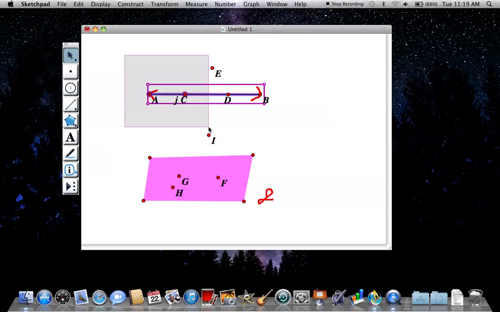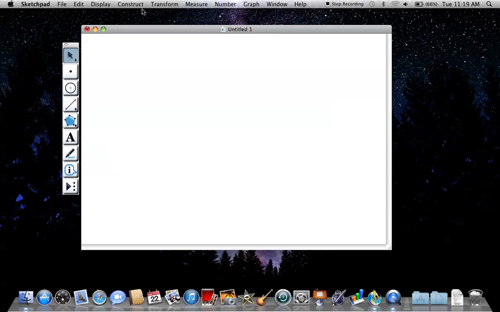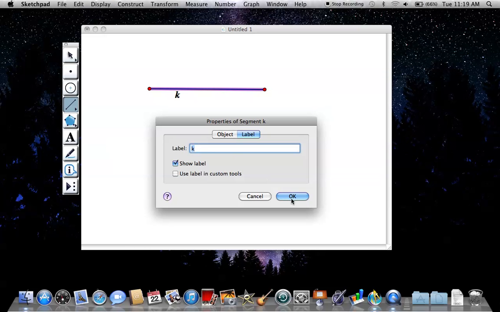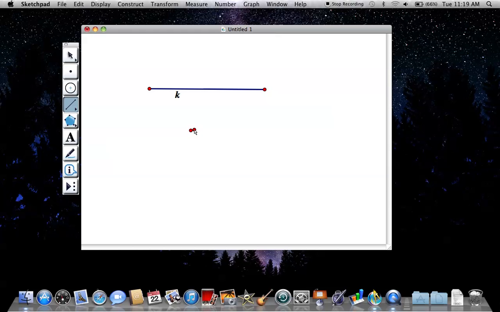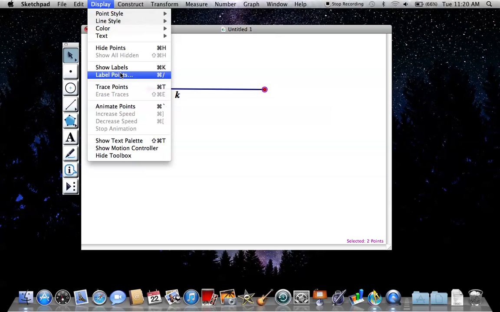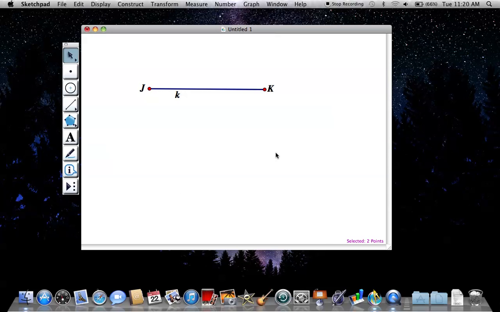All right, moving on. Next, we have a segment, or a line segment, as such here. So this would be segment K. Or I could label the points here on the end. These are endpoints. We have points J and K. This would be line segment JK or line segment KJ.